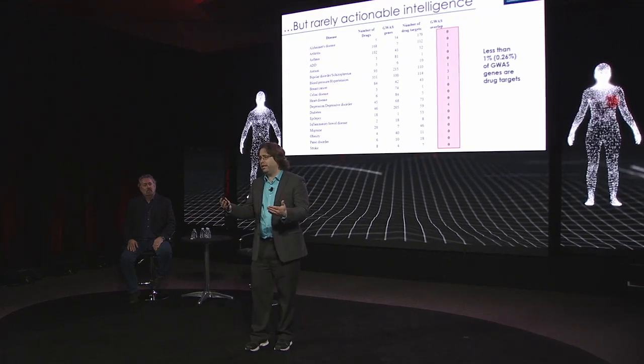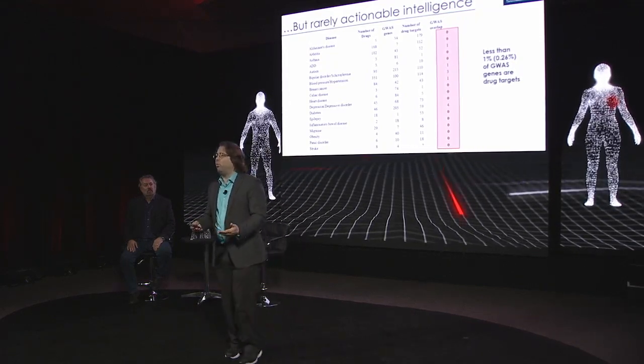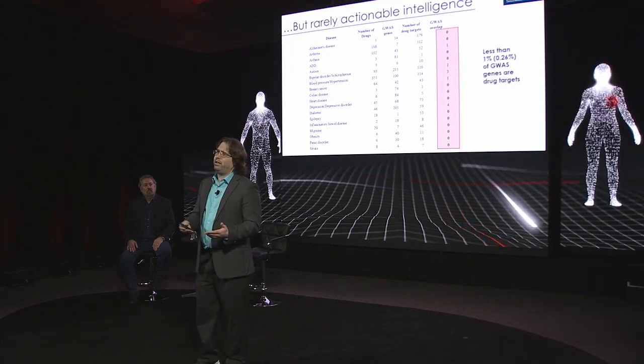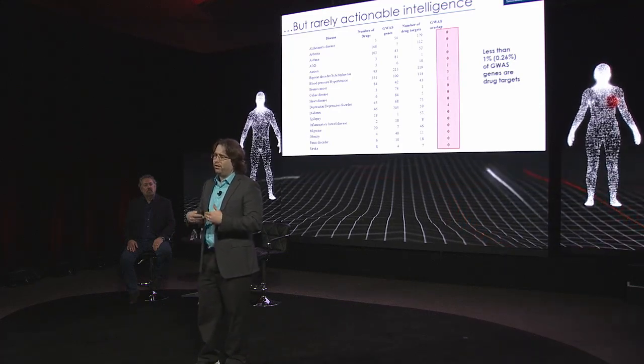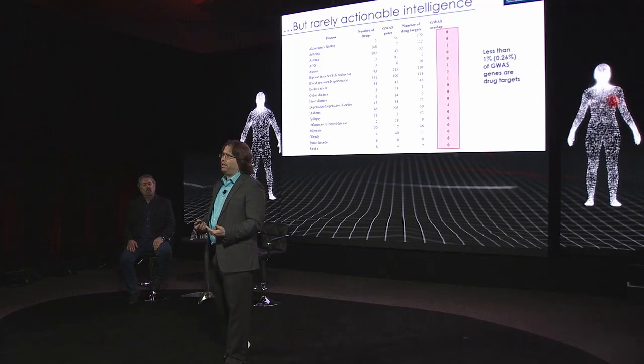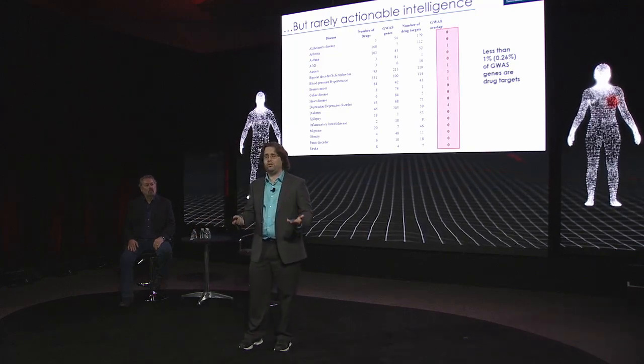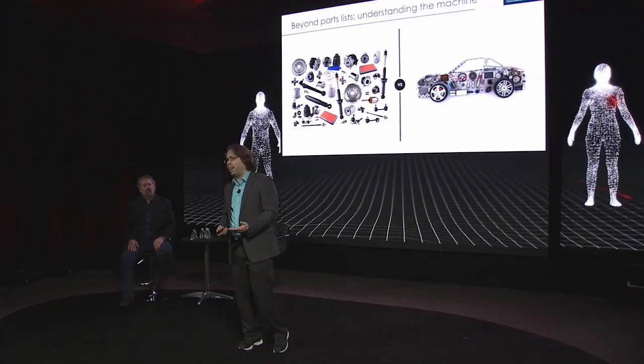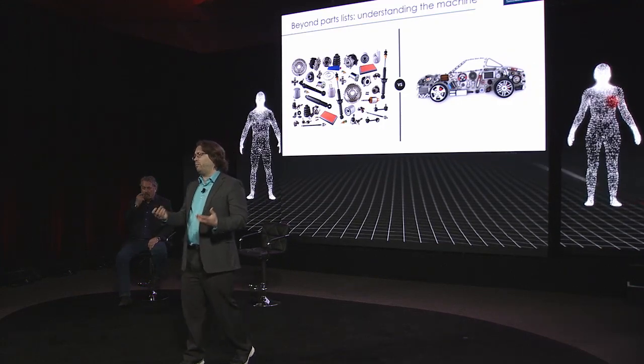And that unfortunately is not unique to Alzheimer's. That's sort of the status quo. Less than 1% of genes identified by these genome-wide studies turn out to be actionable targets in the end, right? They provide some insight into what might be going on, but not so much, and it's not usually actionable intelligence. The problem is that it's just returning a parts list, okay?